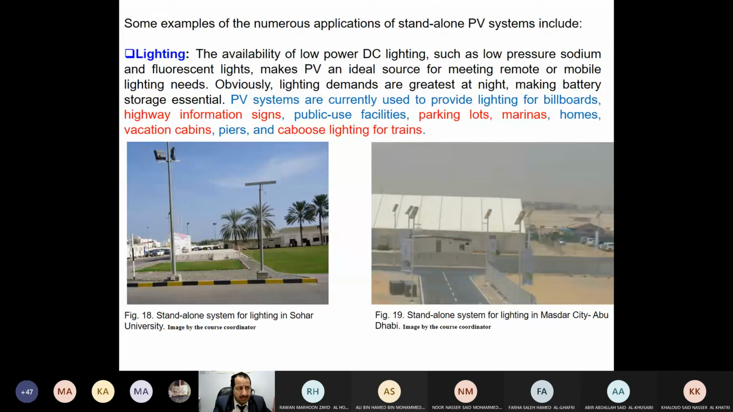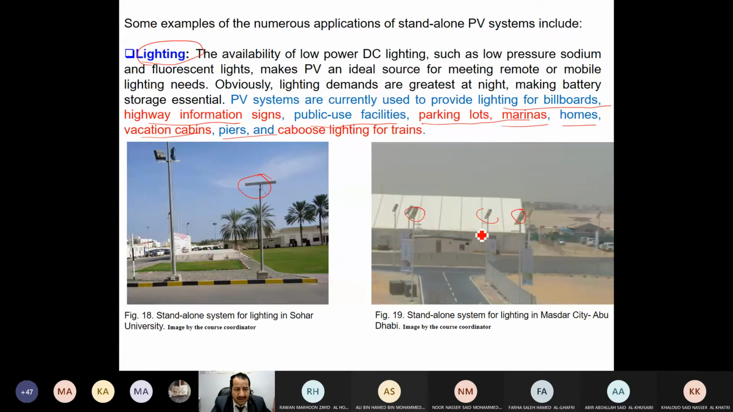Now, more applications. I will mention here more applications for using PV solar cells in standalone systems to provide electricity for isolated places. Lighting is one of them. Many lighting applications. I will try to mention some of them as examples: lighting for billboards, highway information signs, public use facilities, parking lots, marinas, homes, vacation cabins, and many other applications. Here, this is lighting in Sohar University.